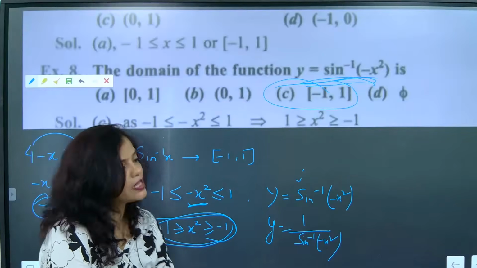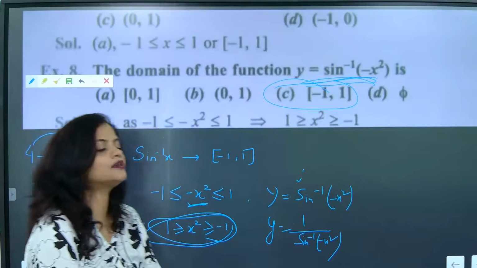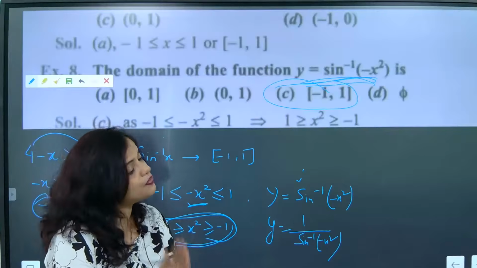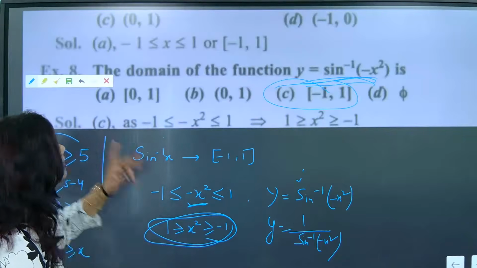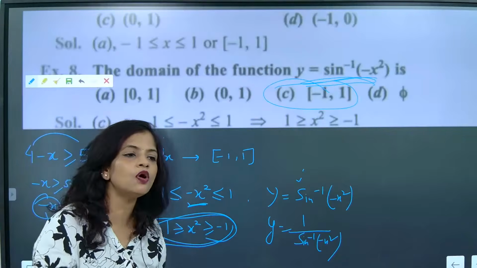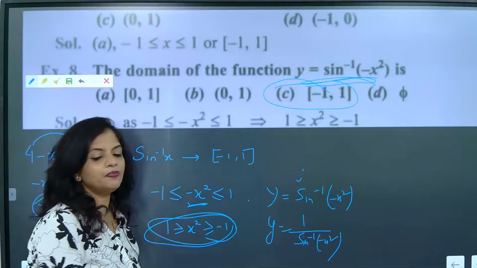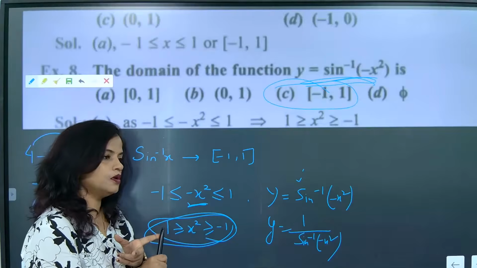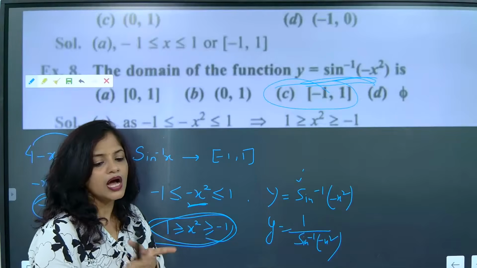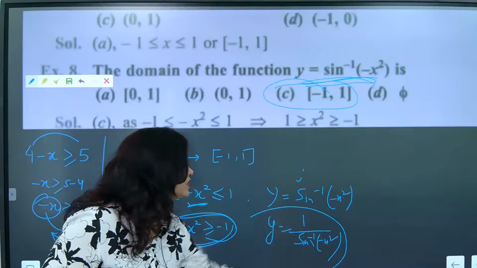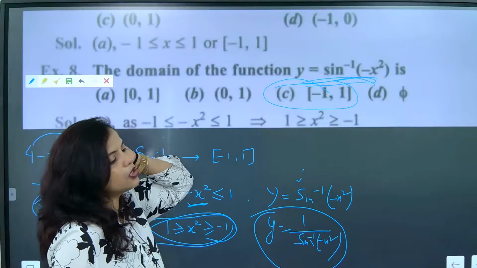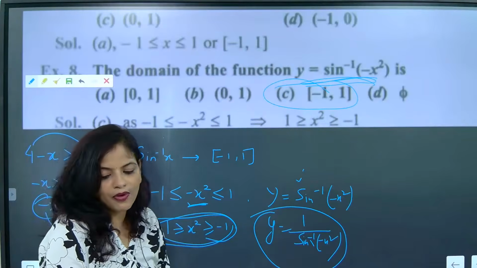And if you are taking the principal domain as the closed interval -π/2 to +π/2, from that principal domain you need to remove 0. You need to remove 0. Otherwise, if you do not remove 0, this part will become infinity, which is again going to violate the rule of a function. I hope you have understood this one.